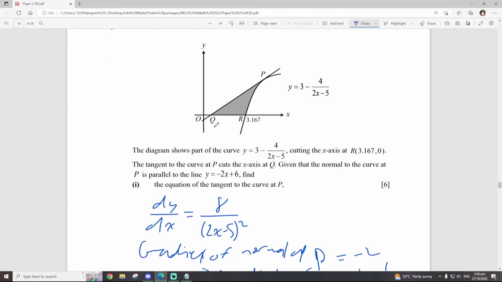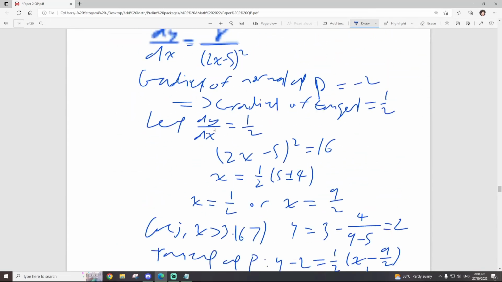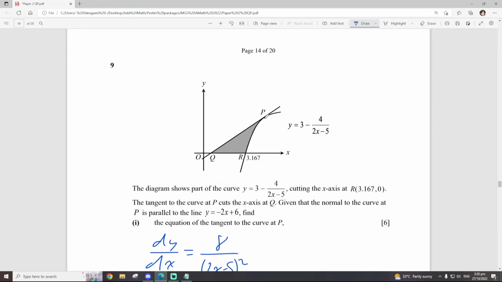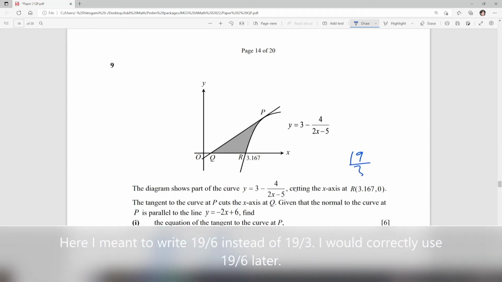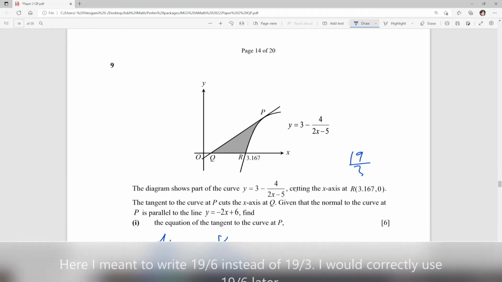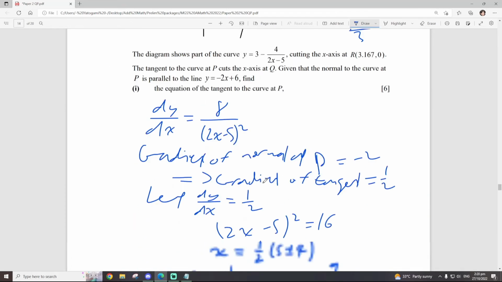Now we try to find the area. So line minus curve. But the problem is, actually we can use triangle because the curve here is not always going to be counted. 3.167, by the way, it's not actually 3.167, it's actually 19 over 3. So I can find the exact area, though the fact that they give you 3.167 means you can probably leave your answer in 3SF.